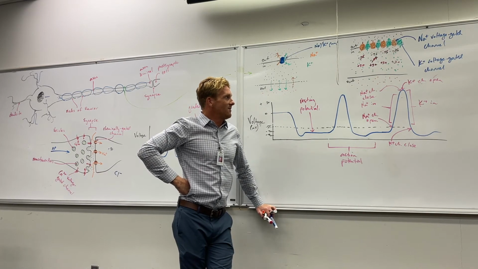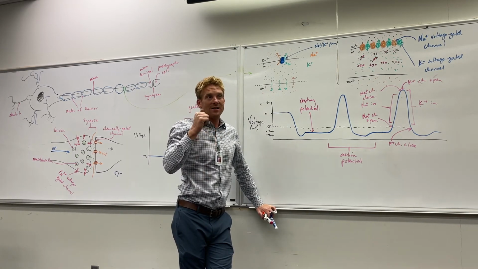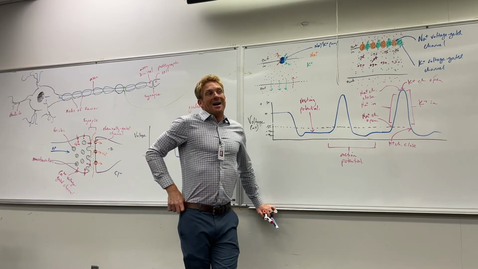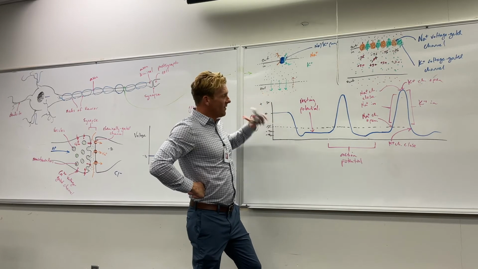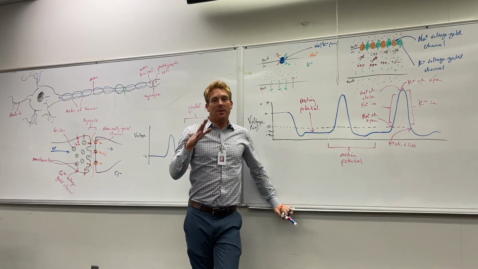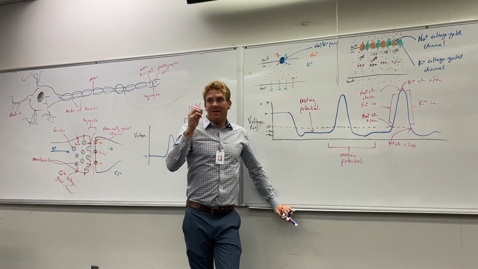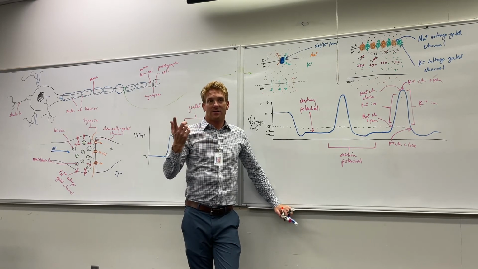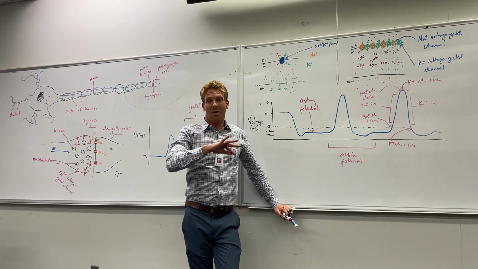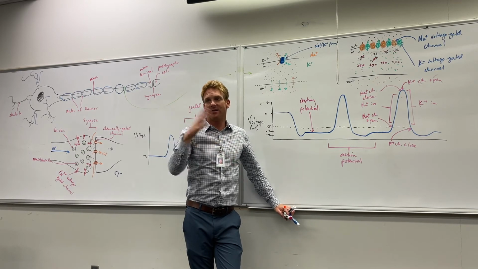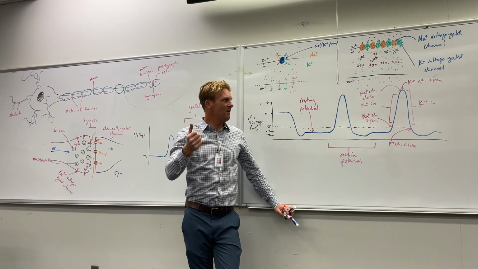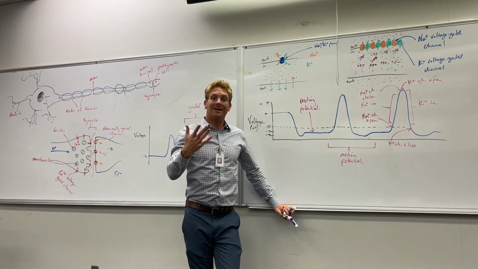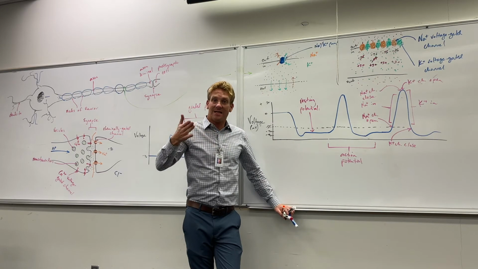Now, a couple things about the action potential before we finish. Number one, the action potential for a given neuron is always the same size. It always ranges from about negative 70 to positive 30, and it always goes at the same speed. However, a single neuron can tell the brain and the central nervous system whether a stimulus is small or large, so it can encode the magnitude of a stimulus. How does it do that if the action potential is always the same speed and always the same size? Well, it does that by encoding the frequency of action potentials.